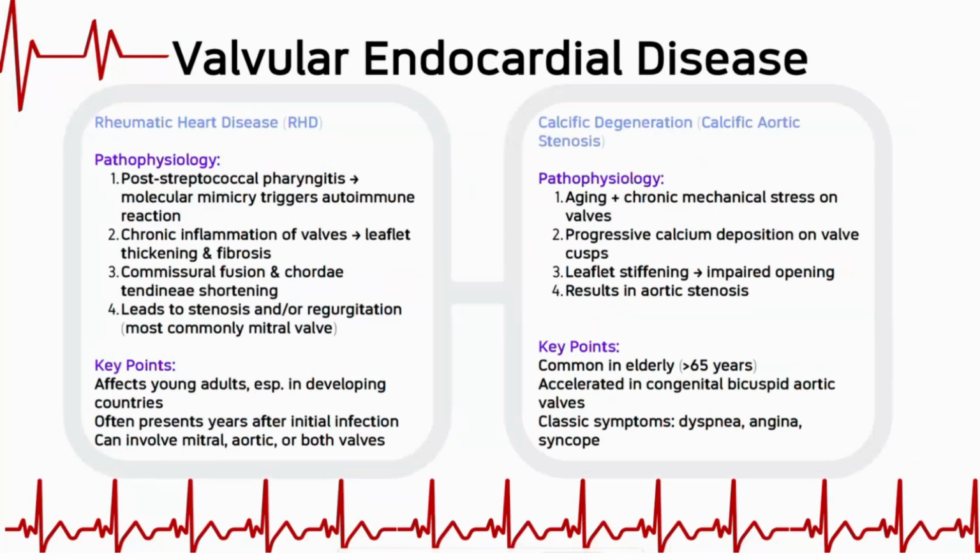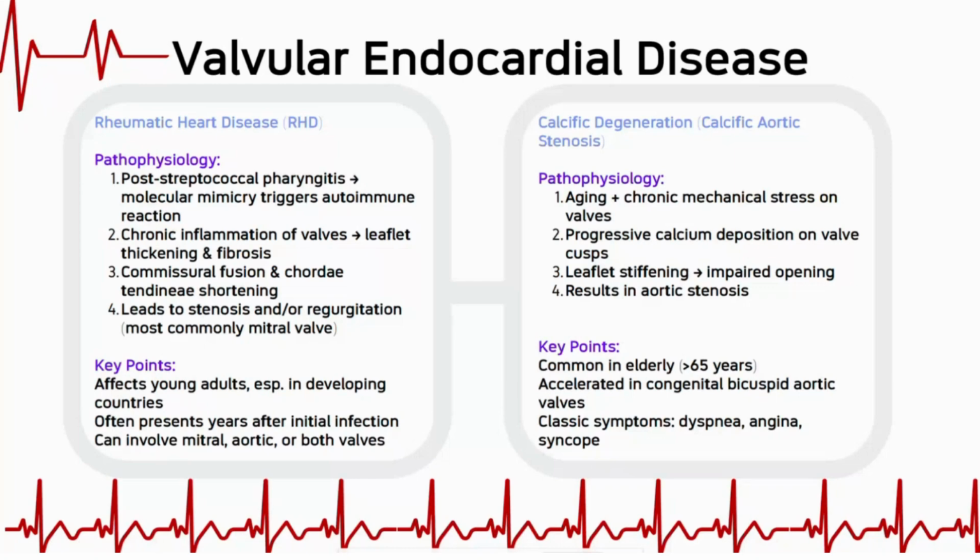Now, a couple of things to speak about when it comes to valvular endocardial disease. So we can have rheumatic heart disease and calcific degeneration. Now, rheumatic heart disease, I've spoken about it a little bit in the past in terms of valvular diseases, but we'll call it an autoimmune disease. So post-streptococcal pharyngitis will cause a molecular mimicry that triggers autoimmune reactions.